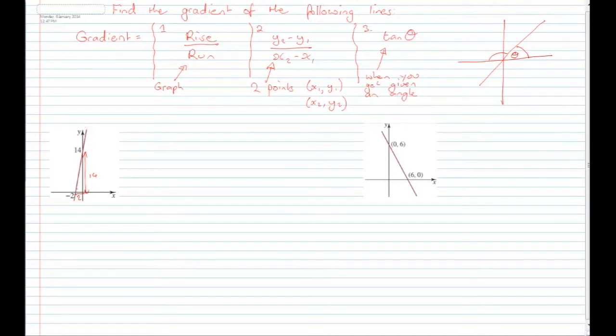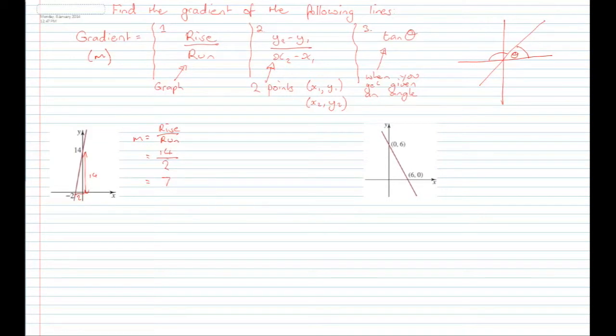So we need to write out gradient. Gradient is represented by the letter m. So m is equal to rise over run. Our rise goes up 14. And our run, well we're going across 2, aren't we? So that means our run is 2. The only thing that will ever be positive or negative is the rise. The run is always going to be positive. So 14 over 2 is equal to 7.